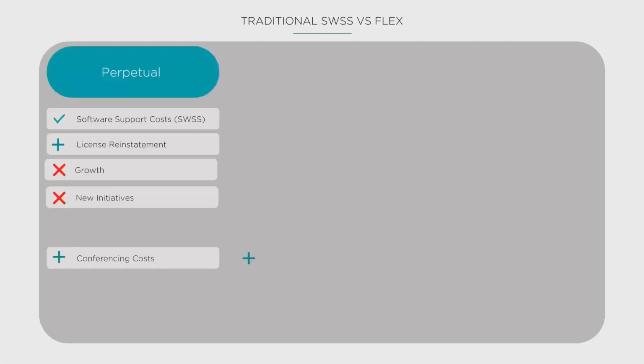So I guess what I'm going to do on this slide is just go through what a traditional Smartnet looks like versus a Flex. So you can see if you were on a traditional Smartnet, you would have a couple of things to consider when you're doing a renewal. So that would be your software support costs, so that's known as your Smartnet. In addition, if you've gone out of compliance for any licenses that may not have been covered during that term, or you've added new licenses, they may be co-terming at different times. So you need to look at license reinstatements for any licenses that have lapsed or are not covered under the Flex. Again, you don't get growth and new initiatives, and anything like conferencing is a bolt-on, and that's done separately.